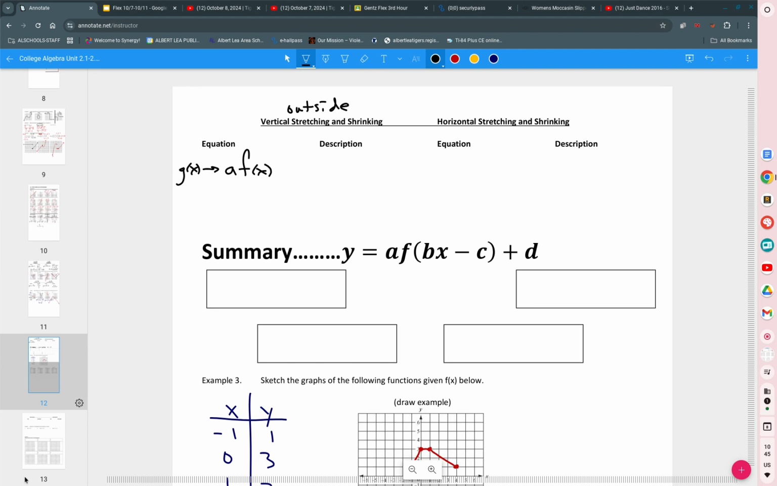So, if you see an a on the outside, if the absolute value of a is greater than 1, for example, suppose that there's a 3 sitting on the outside, that's going to vertically stretch it by a factor of 3. This part of the description.